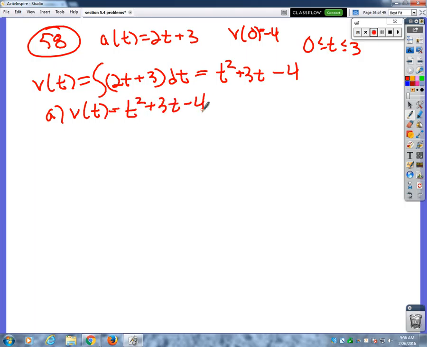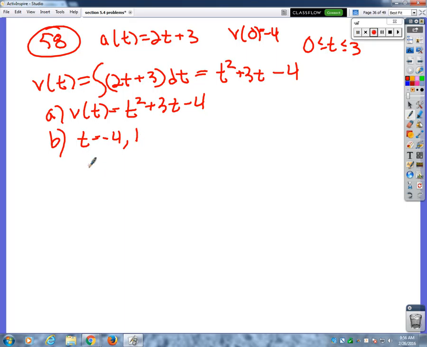So that's the answer to part A, that the velocity equation is t squared plus 3t minus 4. And then for B, that one looks like you can factor it. Plus 4 and minus 1. Is that right? Okay, so that means it's going to equal 0 at -4, which we don't care about, but it's also going to equal 0 at 1. Yeah, so it changes direction inside our interval.